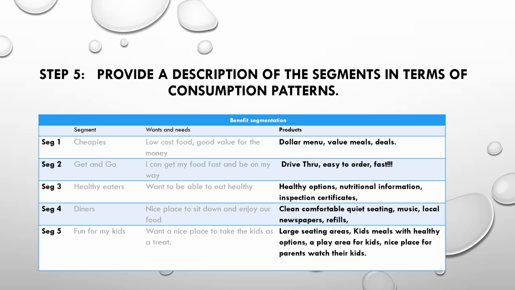For the fifth segment, the fun for my kids, I probably need larger seating areas so that my whole family can be seated in one spot. I need probably to have kids' meals with healthy options. I probably need a play area for the kids and a nice place for parents to watch where their kids are located.